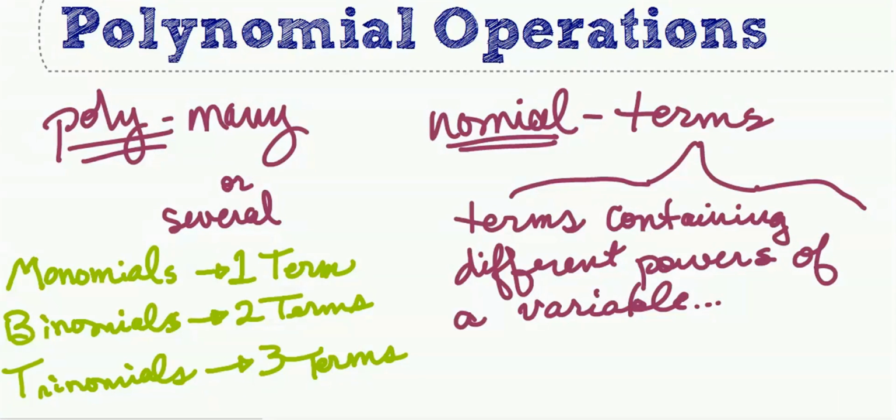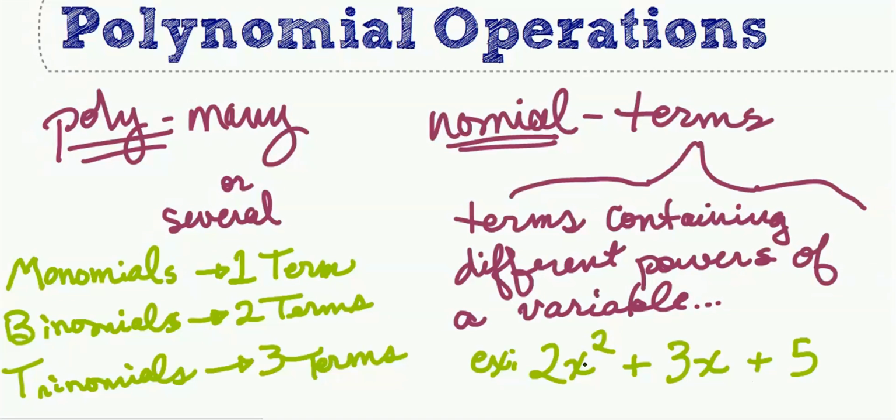Okay, today we're talking about polynomial operations. First, the word polynomial. Let's take it apart. Poly, meaning many or several. Nomial, referring to the terms that contain different powers or different degrees of a variable. For example, if we had something like this, 2x squared plus 3x plus 5.